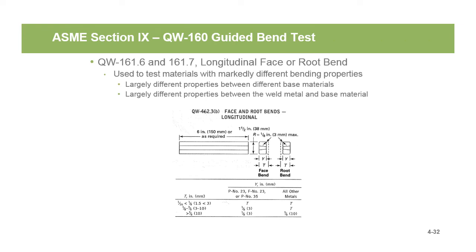And here's the guided bend test for longitudinal face and root. So if you're going to do a longitudinal face or root bend, this is your section that you're going to go digging around in. But you can see it's used to test materials with markedly different bending properties, largely different properties between different base materials, and largely different properties between the weld metal and base metal.